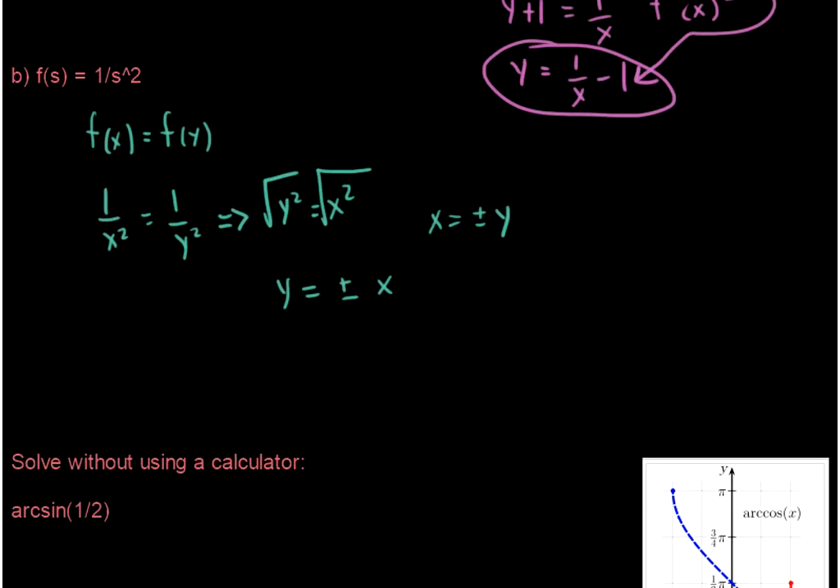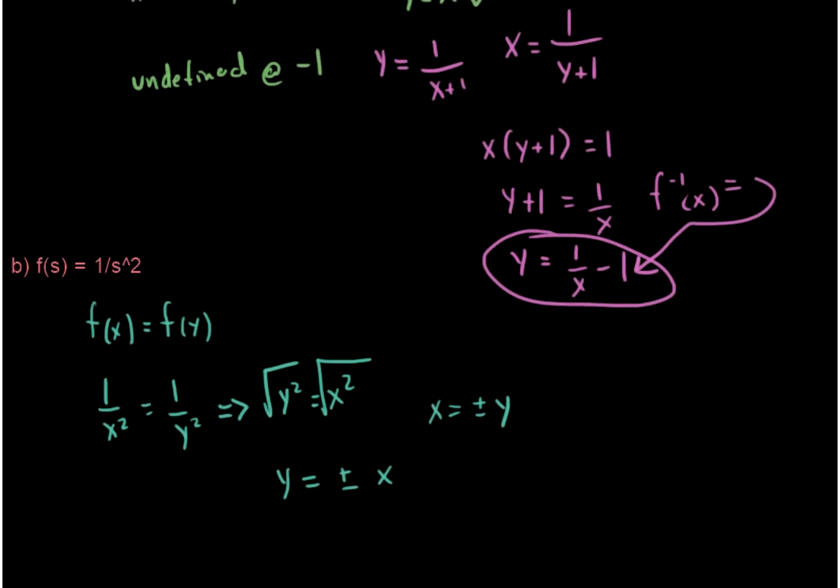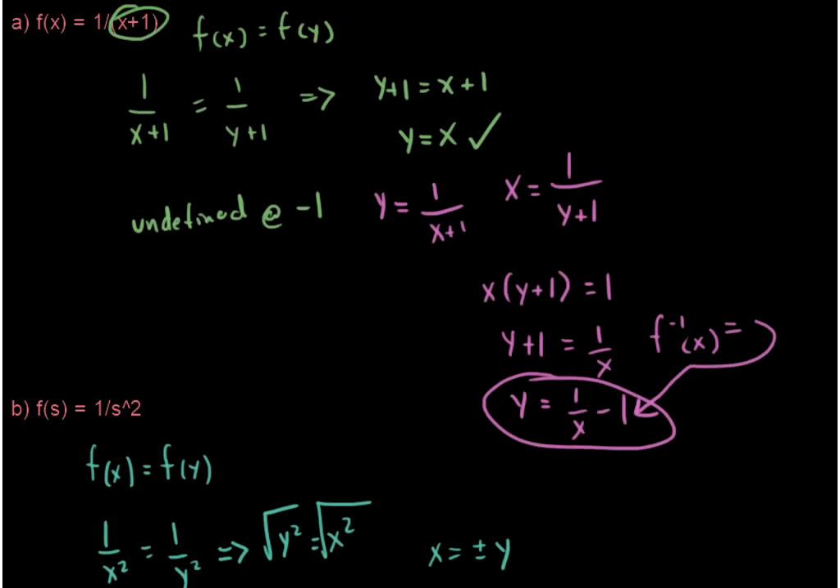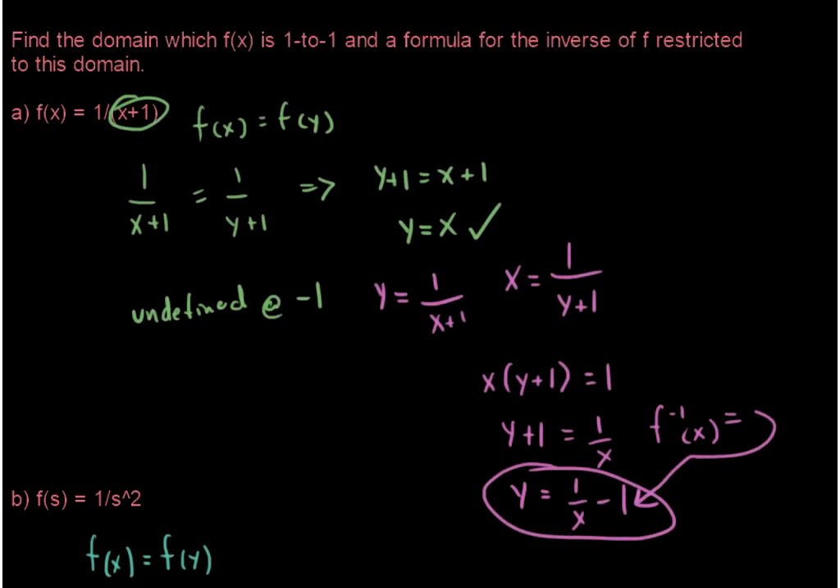Oh, let me go back to the first one. So, find the domain. So, the domain D would be negative infinity to negative 1, union negative 1, positive infinity.